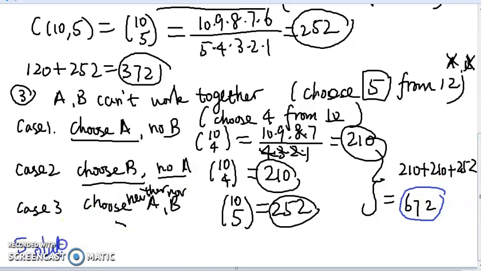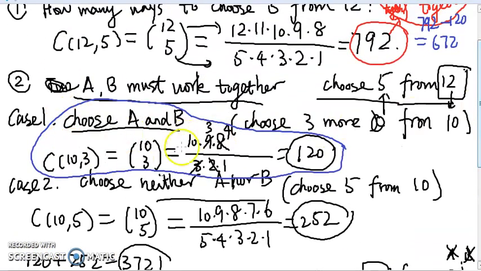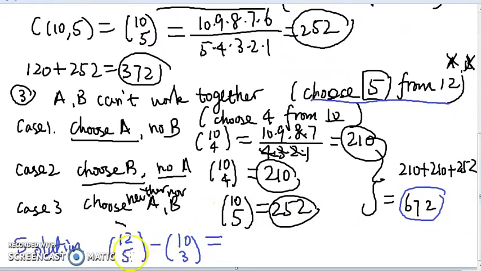So solution 2 is we found out how many ways in total of choosing any 5 people from 12 people, which is 12 choose 5. And subtract how many out of these ways A, B are working together, which is 10 choose 3. We copy the answer from case 1 here, 10 choose 3. And so again, 12 choose 5, which is 792, minus 10 choose 3, which is 120. That gives us 672, the same answer as before.